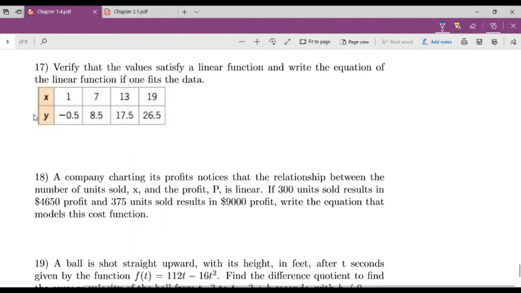Now 17 says verify that the values satisfy a linear equation, and write the equation of the linear function if one fits the data. Okay, so from 1 to 7 I'm increasing by 6. From 7 to 13 I'm increasing by 6. From 13 to 19 I'm increasing by 6.